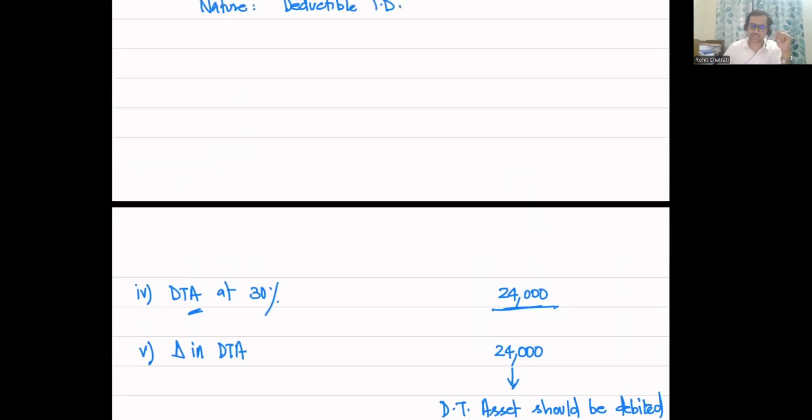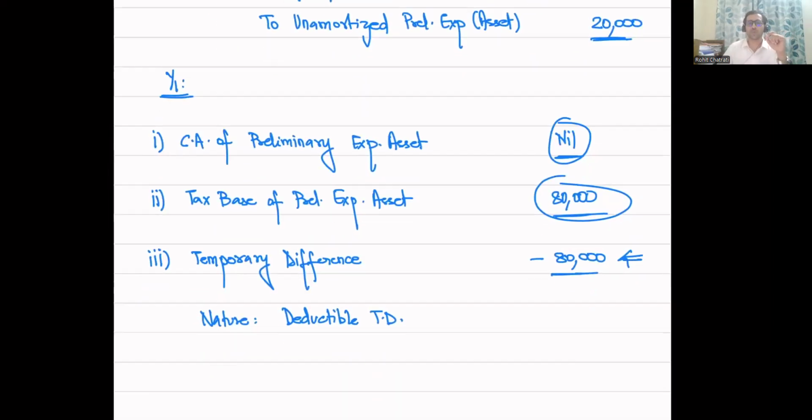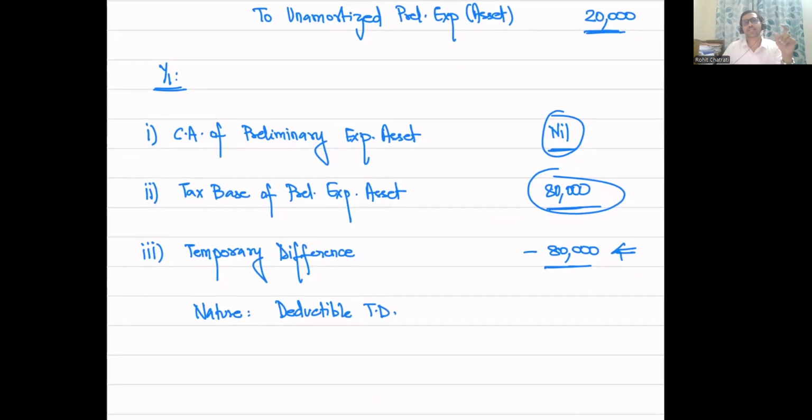All right, these are the calculations for year one. Ideally, I should be plotting these calculations from year one to year five to show how the deferred tax is actually moving over time.